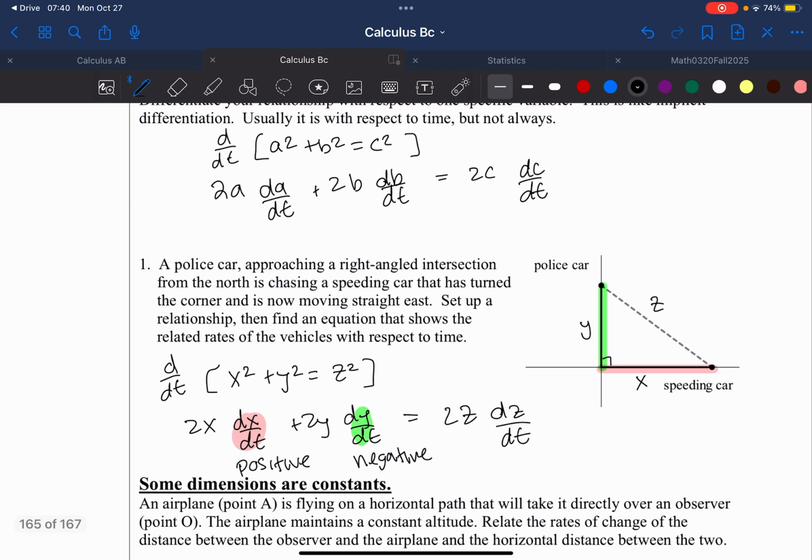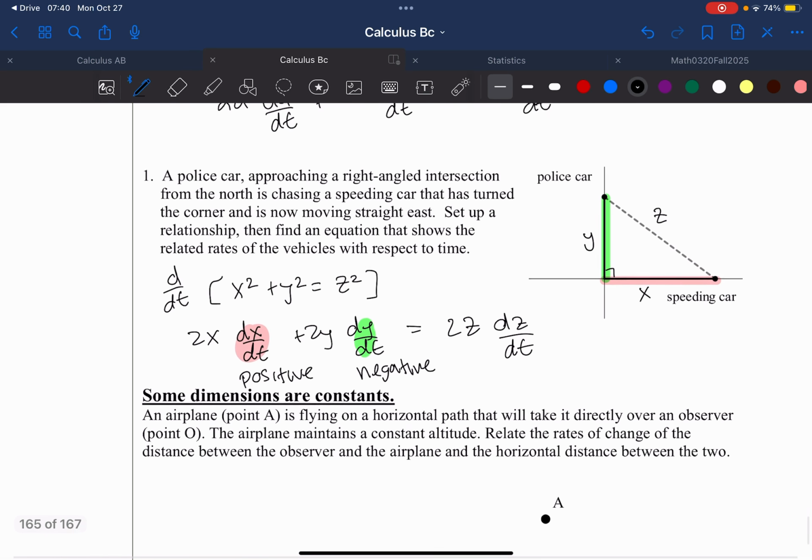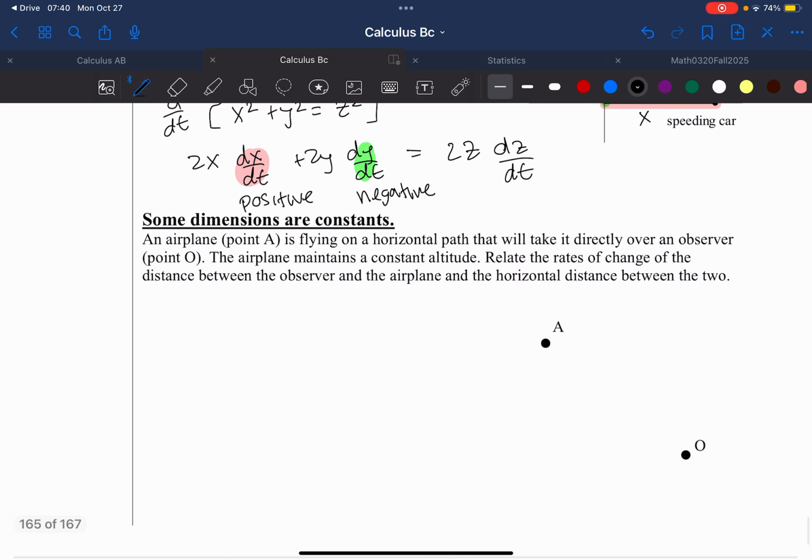Okay. And then let's look at what it would mean to have some rates that have constants in them. So it says an airplane, point A, is flying on a horizontal path that will take it directly over an observer, point O. The airplane maintains a constant altitude. Relate the rates of change in distance between the observer and the airplane and the horizontal distance between the two. Okay, so point A is the airplane. So here's my airplane. Point O is my observer. Here's my person.